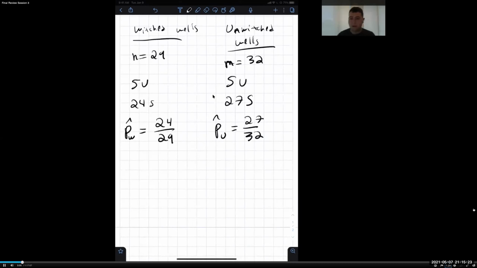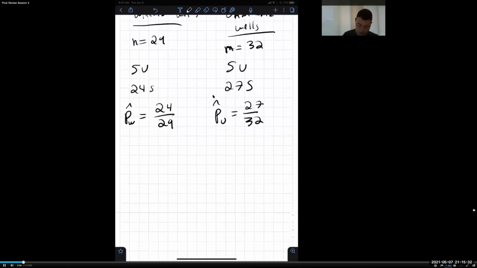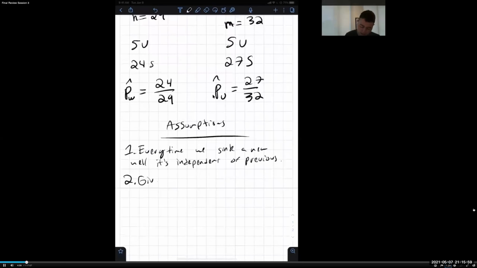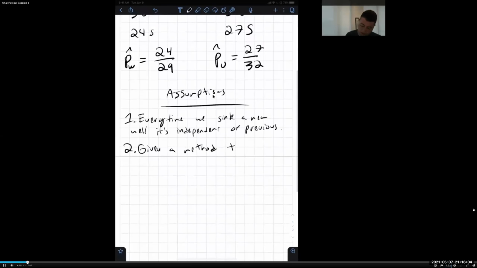And so I'm going to essentially make an assumption that every time we sink a new well, it's independent of the previous times we did it. So my assumptions. Every time we sink a new well, it's independent. Which in reality may or may not be true, but without this, it's essentially a very difficult problem to do. So I sink a well and I go somewhere else, it's independent of that. And given whether we do unwitched or witched, the probability of success is the same.